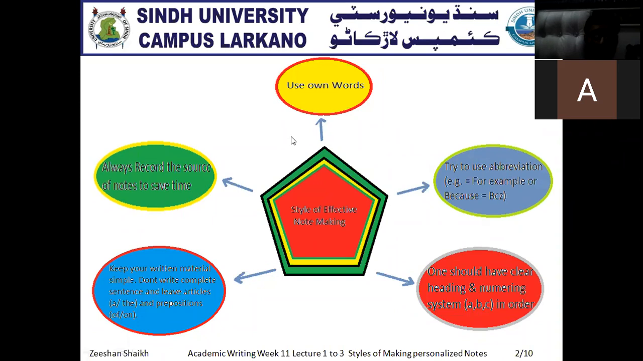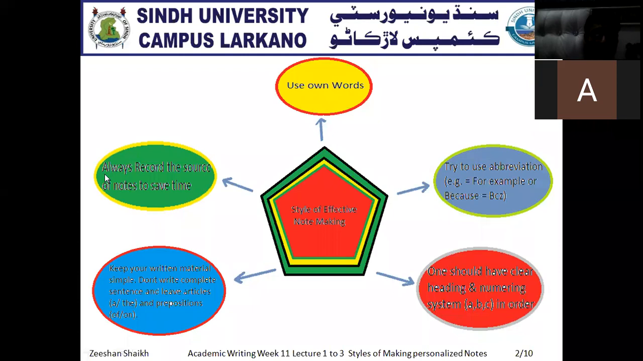Likewise, as I already gave you the headings: the first one, use your own notes, then always record the source, then keep your writing simple, then try to use abbreviation, then one should have a clear heading. Now these are the specific headings. Clear? These are the 5 headings, and I can give you the numbers as well. First one is use your own notes, so I'll give the number one, or 1.